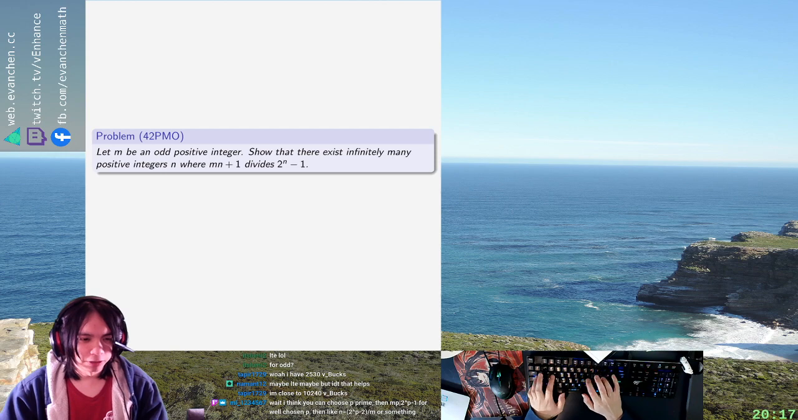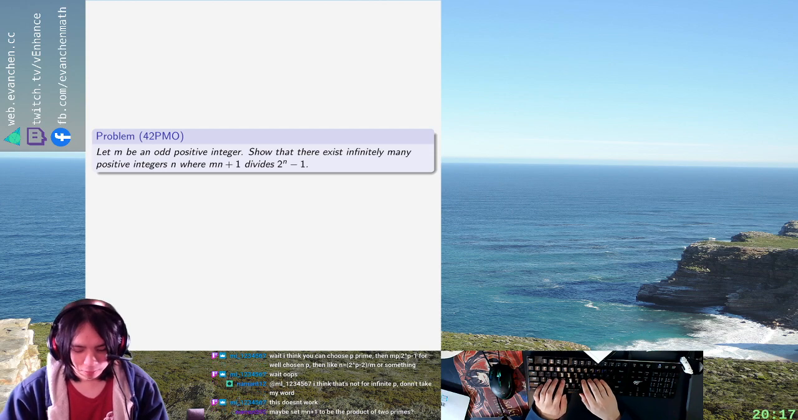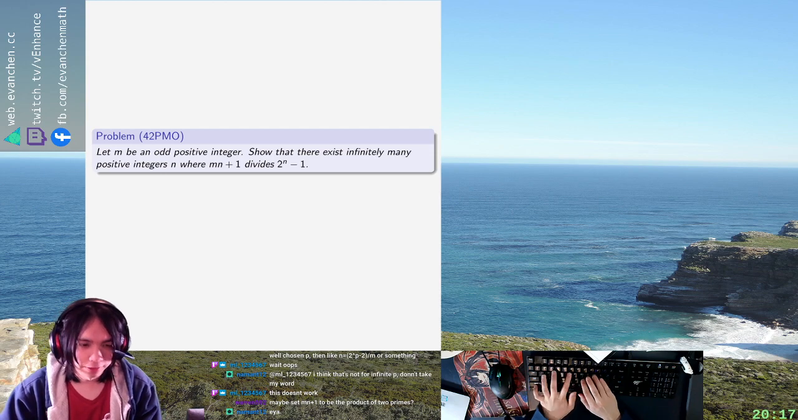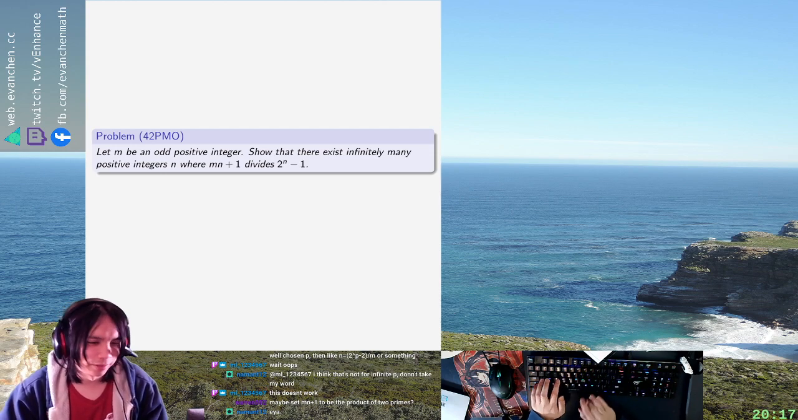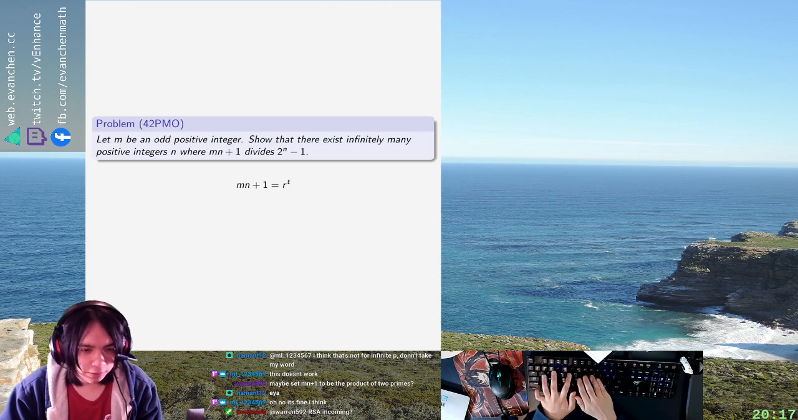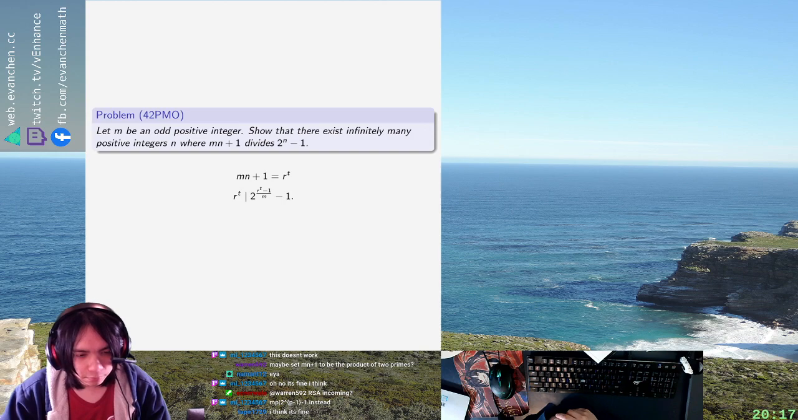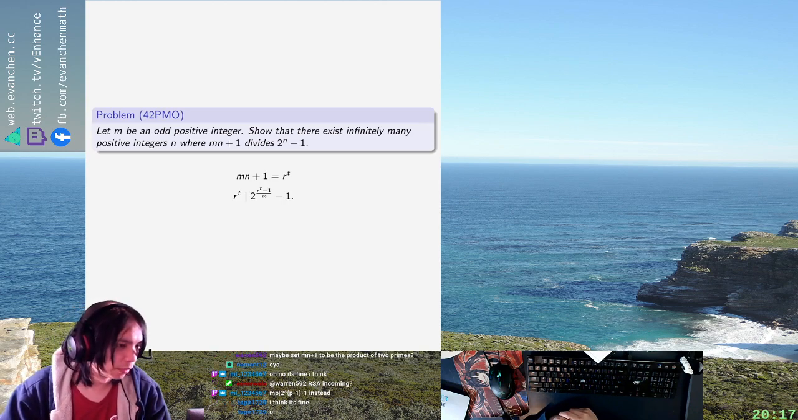So if I make mn plus 1 equal to a power of something, what would that look like? Let's say like... I need to pick letters. r to the t. These are terrible letters. Okay, so then you would want r to the t to divide 2 to the r to the t minus 1 over m minus 1. The problem is if r is divisible by any prime, like suppose I picked r to be prime, right?